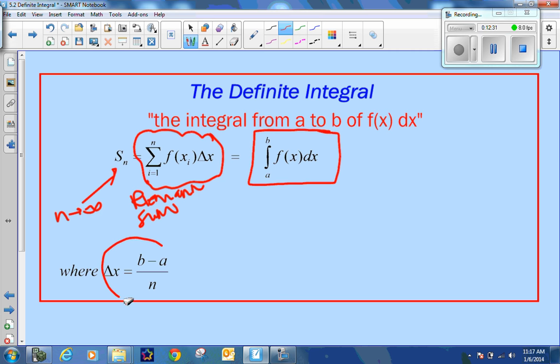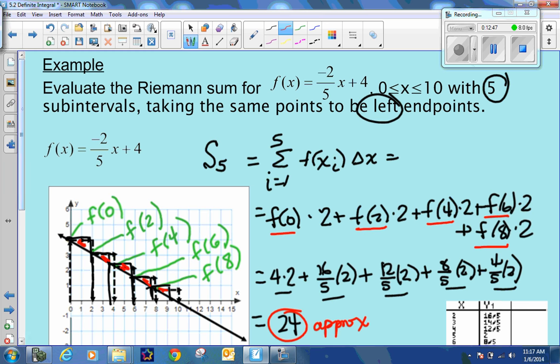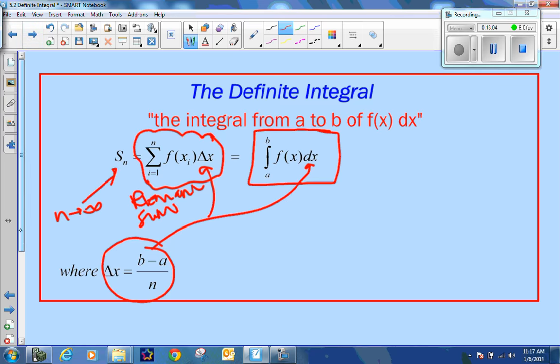And remember, the change in x here is going to be the difference between the big minus the little over however many you want, just like we've done in the past. So if you look at the last page, remember we went from 10 to 0, so b was 10, a was 0, 10 minus 0 over 5, that gave us our 2 for our change in x. So it's what we've been doing, we just hadn't talked about it right that moment.